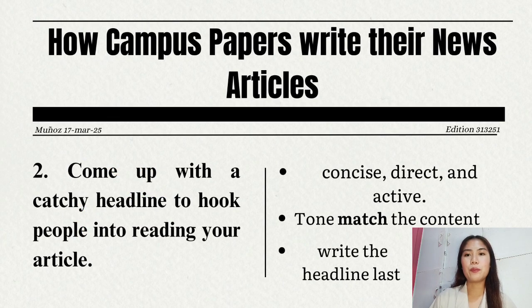Next is to come up with a catchy headline to hook people into reading your article. A strong, attention-grabbing headline plays a significant role in attracting readers. The headline should be concise, direct, and active while effectively summarizing the essence of the article. Matching the tone of the headline to the article's content enhances consistency and reader expectation. While some writers develop their headlines before writing the article, it is often more effective to draft the headline afterward, ensuring it aligns with the overall message and theme.